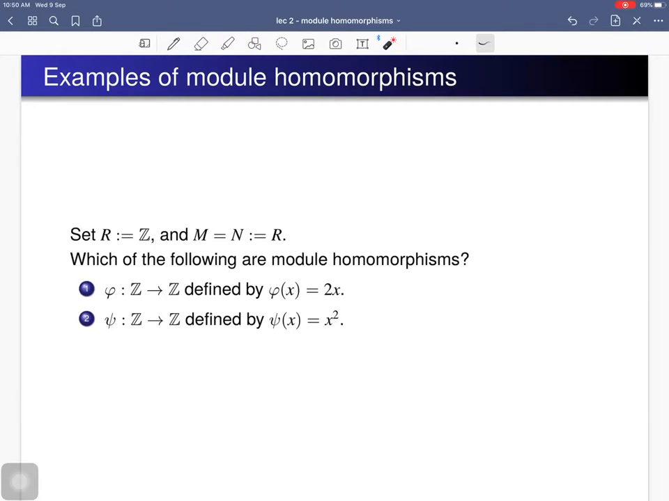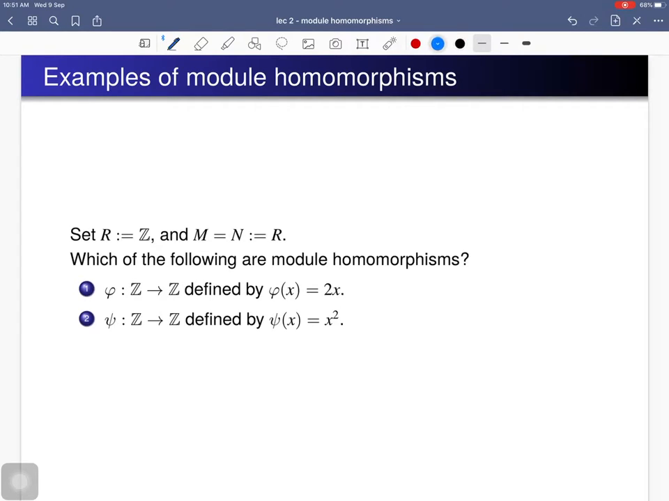Consider your base ring to be the ring of integers Z, and both the modules M and N are the same as R, so these are modules over itself. R you can think of as a module over itself. Which of the following are module homomorphisms among these two maps? The first one is defined in this way: phi of x is the same as 2 times x, for all x belonging to Z. Now is it a module homomorphism? We can see that it preserves addition and scalar multiplication, where scalars are coming from Z.